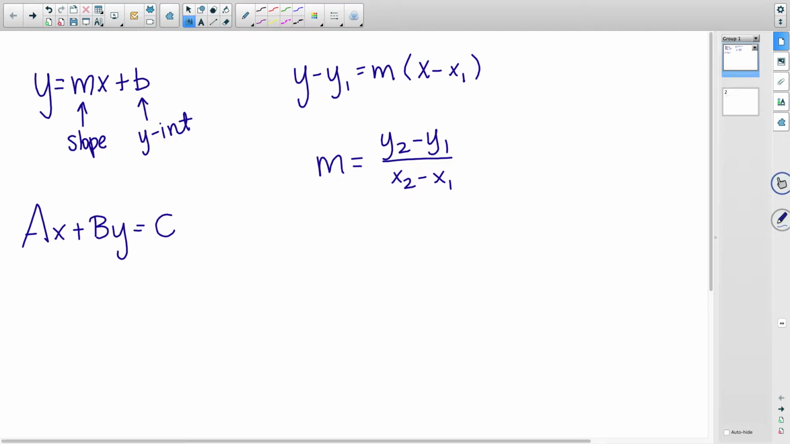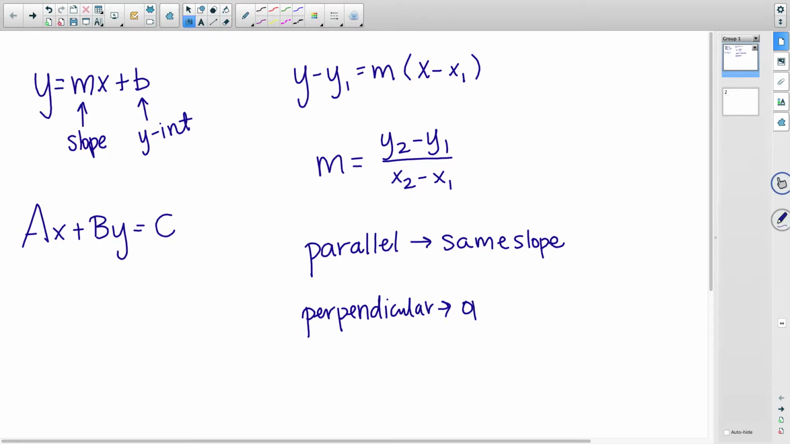Also a reminder, remember that parallel lines have the same slope. Perpendicular lines have opposite reciprocals. Meaning that if you have a line that has a slope of 3/4, then your perpendicular slope is going to be negative 4/3. You change the sign and you flip it over.